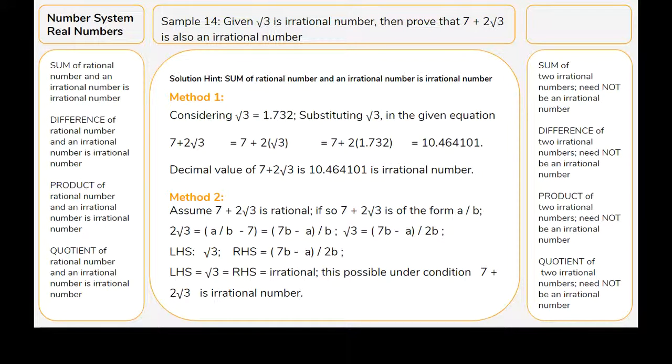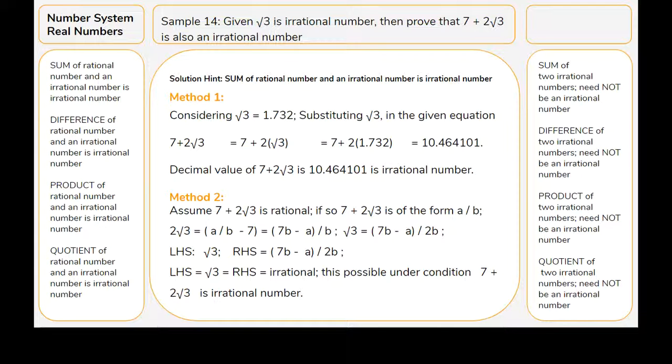Sample 14. Given square root 3 is an irrational number, then prove that 7 plus 2 square root 3 is also an irrational number. Solution hint. Sum of a rational number and an irrational number is an irrational number. Considering square root 3 equals 1.732, substituting square root 3 in the given equation, 7 plus 2 square root 3 equals 7 plus 2 times 1.732 equals 10.464101, is a rational number.